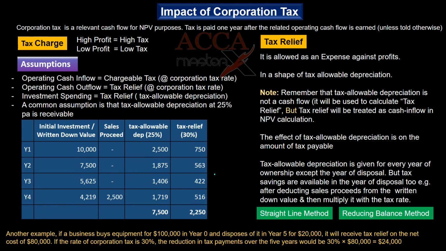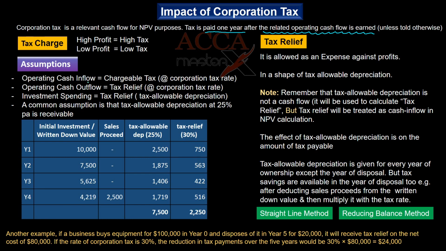Fine. Now before solving any question related to it, we have a few more points that you should know. Okay, the corporation tax is a relevant cash flow for NPV purposes. We have already discussed it. Tax is paid 1 year after the related operating cash flow is earned. Okay, so it is an important point. If the examiner is silent, then we will also pay tax 1 year after we earn any operating cash flow, unless told otherwise.